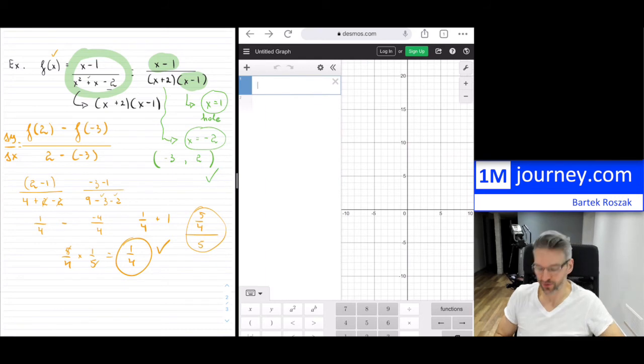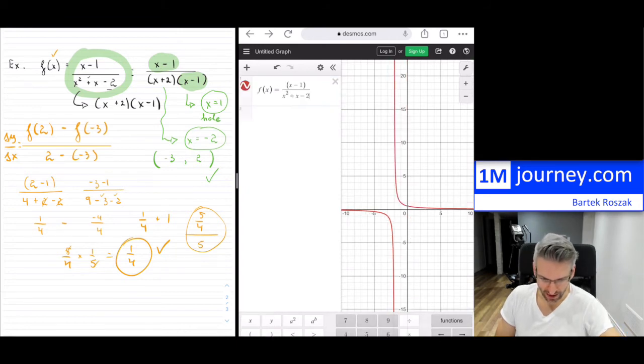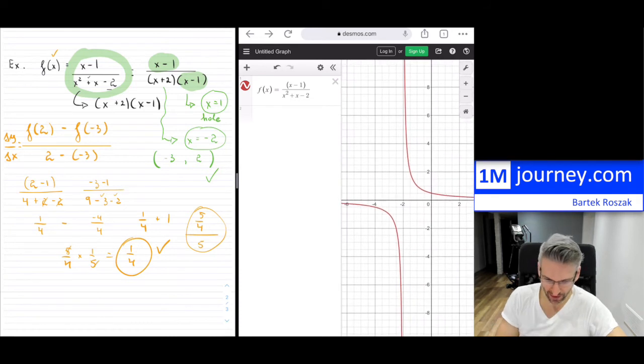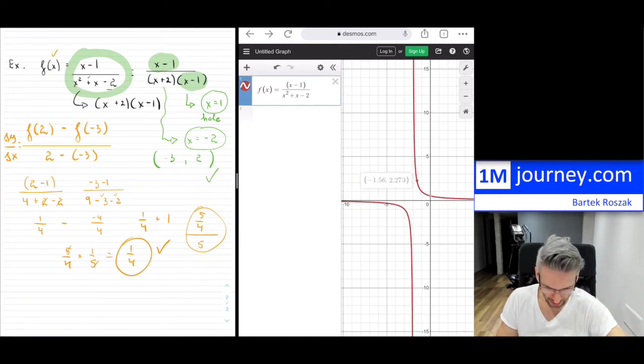So here's Desmos. If I punch this in here, it's going to be x minus 1 all over x squared plus x minus 2. So here you go. As you can see there, at -2 we have our vertical asymptote. Notice the horizontal one is basically at 0. We're supposed to have a hole at 1, so where's 1 right here?